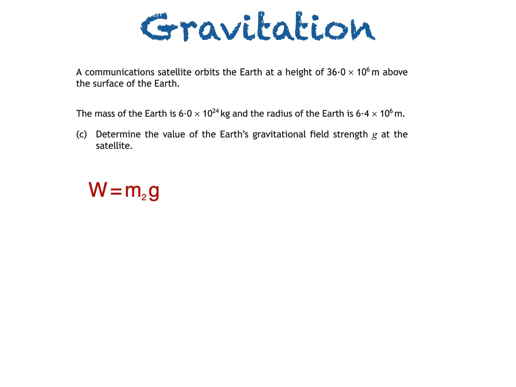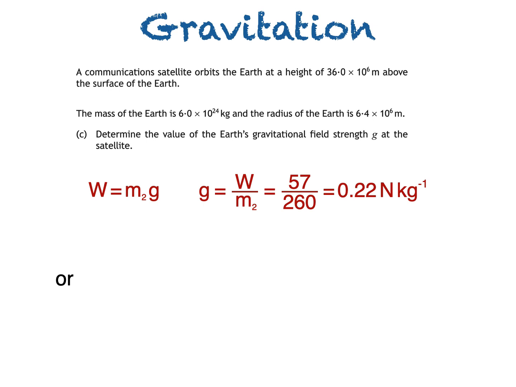So the gravitational field strength at the satellite, g, is equal to its weight force, the force of attraction between it and the Earth, divided by its mass. This gives us 57 divided by 260, which is 0.22 newtons per kilogram. That's the first method. Or we could do it this way.